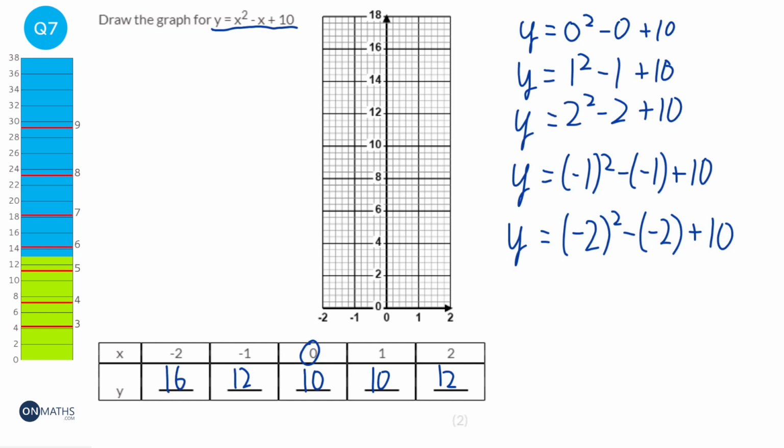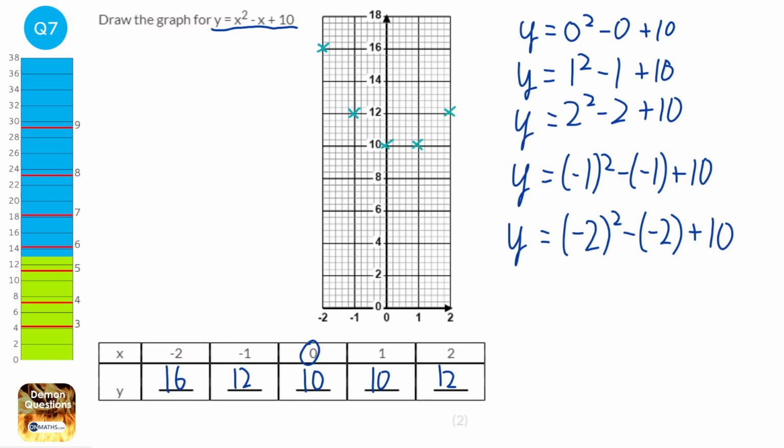So we're going to plot these on our graph. And so we've got minus 2 is at 16, so that'll be there. Minus 1 is at 12, which will be here. 0 is at 10, 1 is at 10, and 2 is at 12.